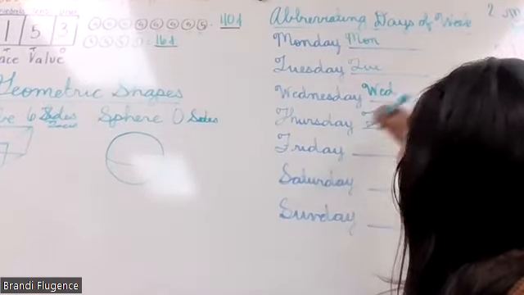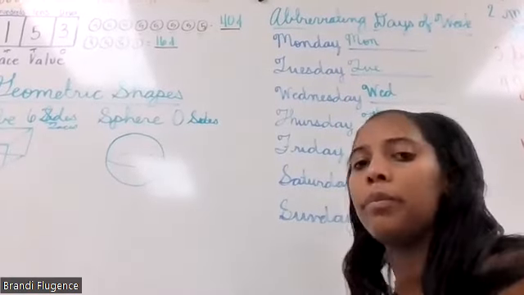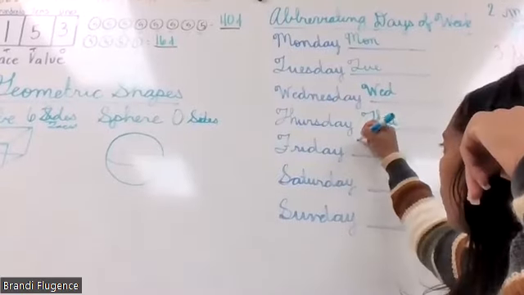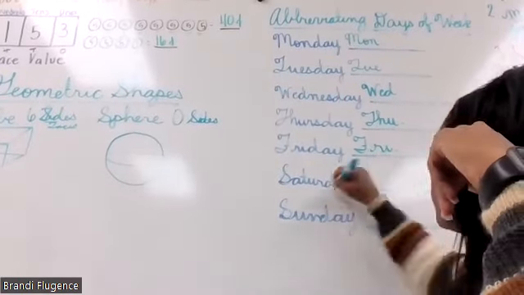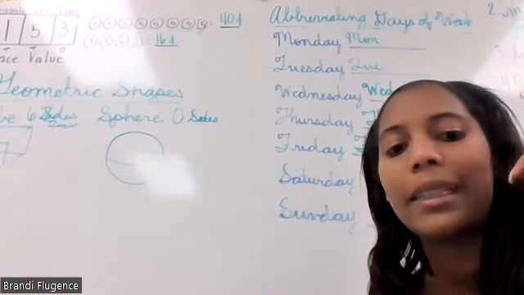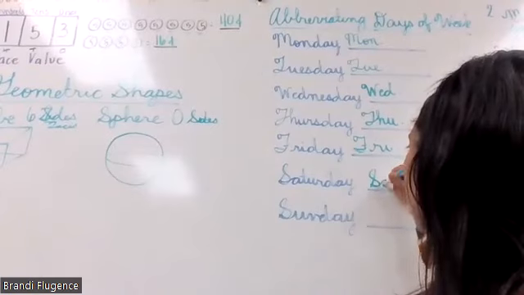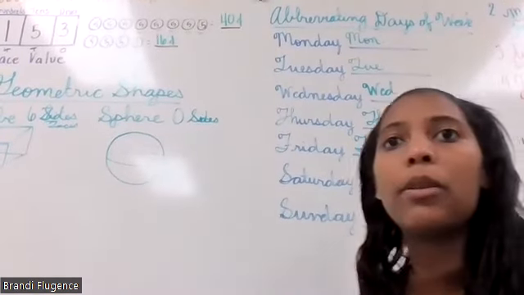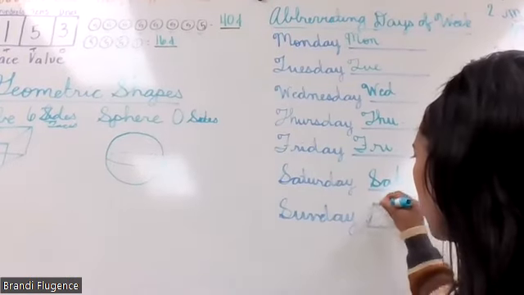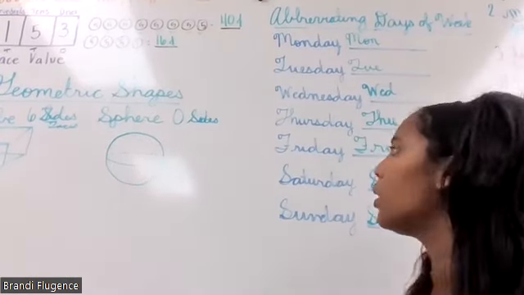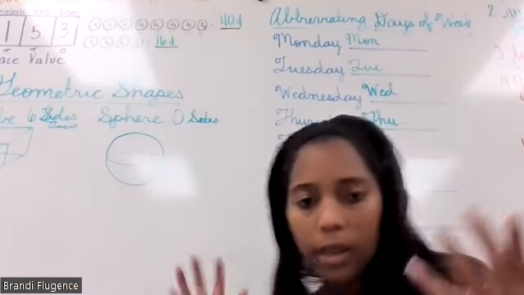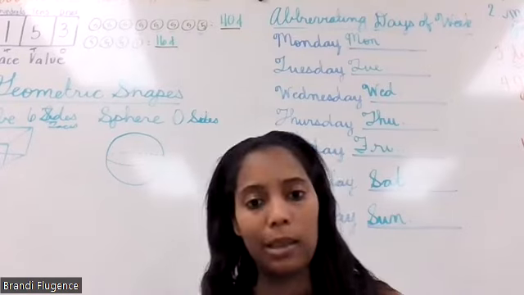T-H-U dot. Good. Friday, abbreviate Friday. Capital F-R-I dot. Saturday. Capital S-A-T dot. And Asa, Sunday, how would it be if we abbreviate Sunday? Capital S-U-N dot. Awesome. All right, good, guys. So that's how we abbreviate the days of the week. That's what we'll be testing on Wednesday this week, okay?